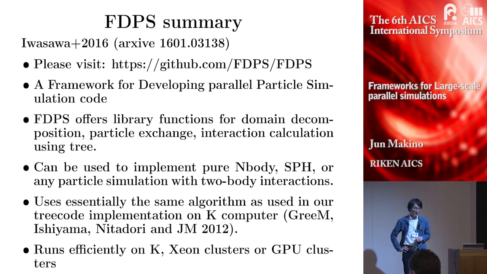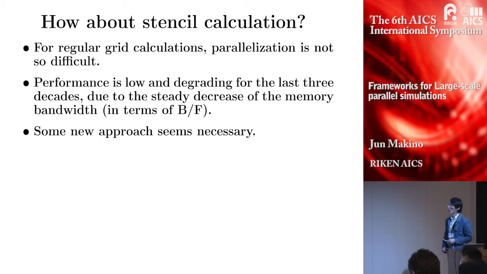And well, it seems that a fair number of people actually start to use our FDPS software. Compared to writing the MPI program, even for Fortran users, moving to C++ is easier. Well, so how about the SPH calculation?